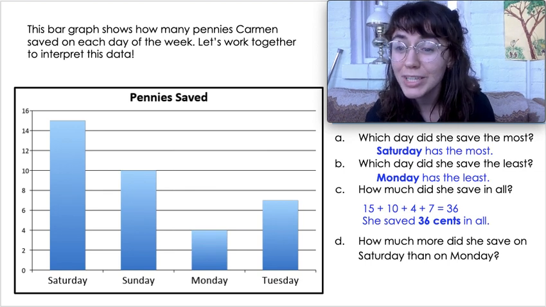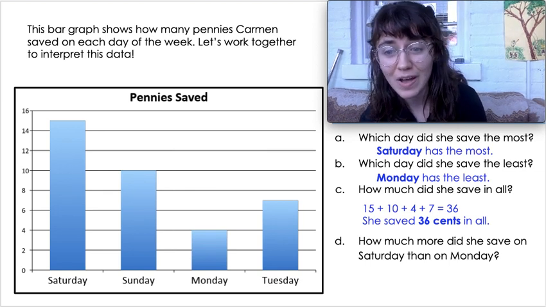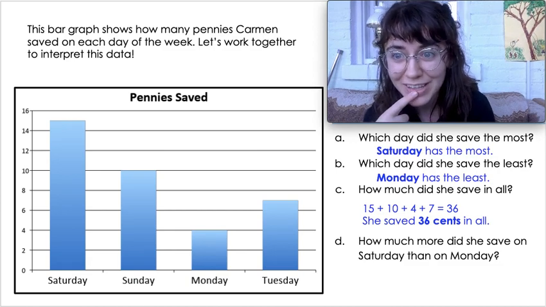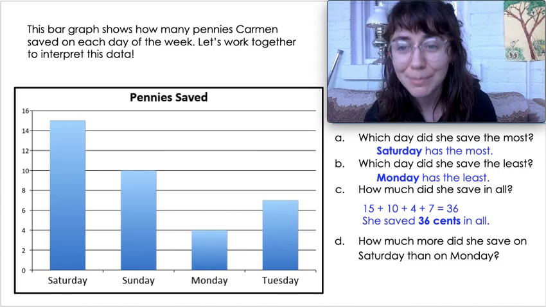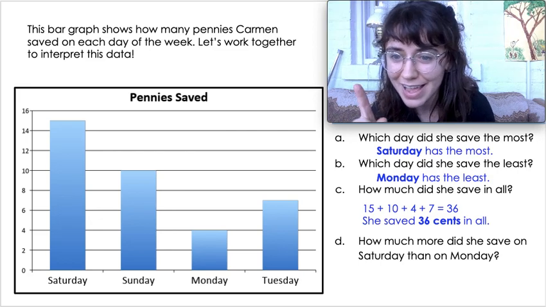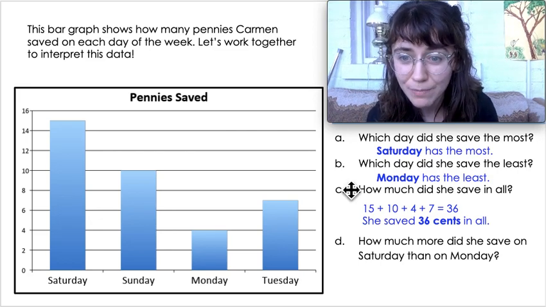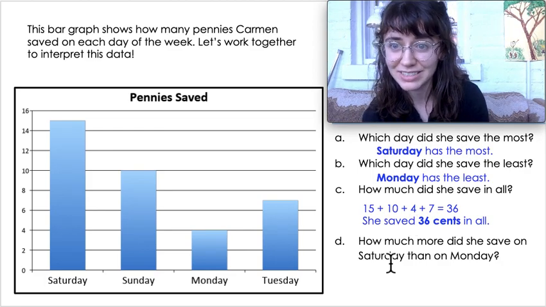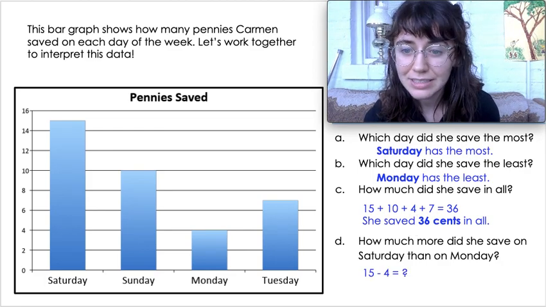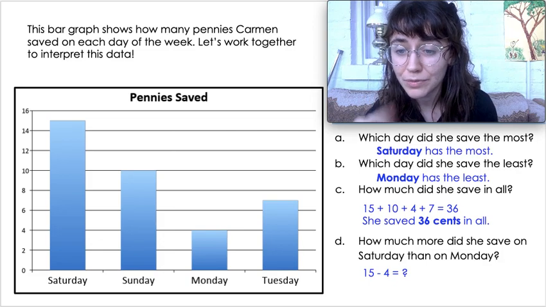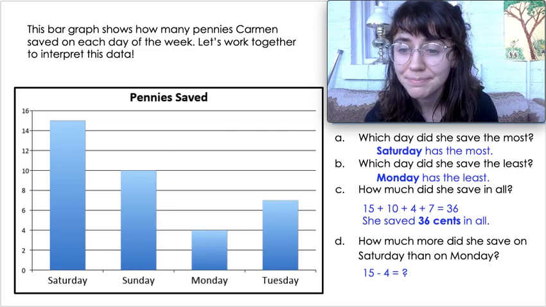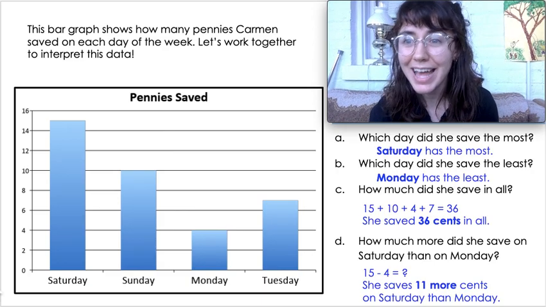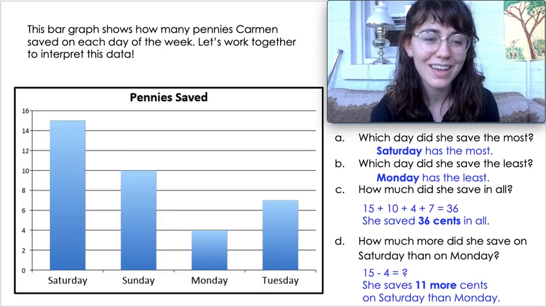Part D, how much more did she save on Saturday than on Monday? How much more is a clue that you need to do what, everybody? Subtract. So Saturday and Monday. Remember, Saturday had 15 and Monday had 4. So write down your subtraction sentence. It is 15 minus 4. So 15 minus 4 equals 11. So she saves 11 more cents on Saturday than on Monday.